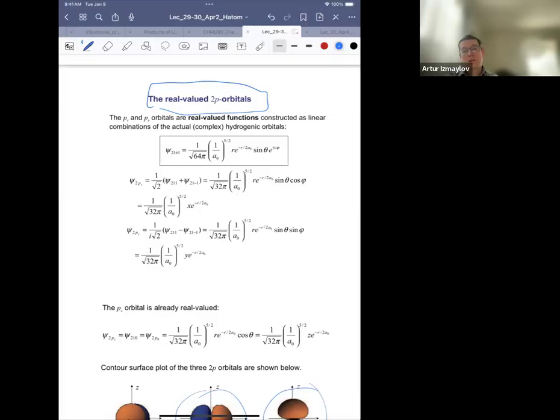And if you solve for the hydrogen atom with those symmetries, you get states that are not real. They are complex functions. That's okay, because we care about the absolute square as a probability density, right? So that's okay for the function to be complex.